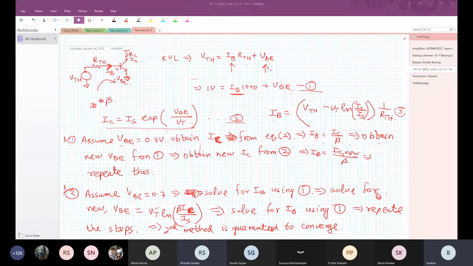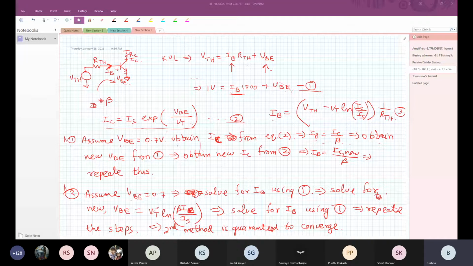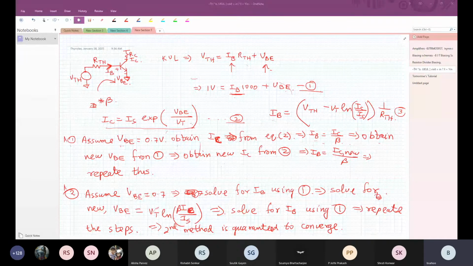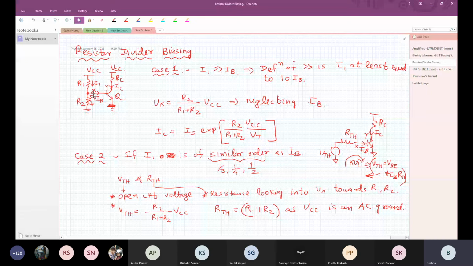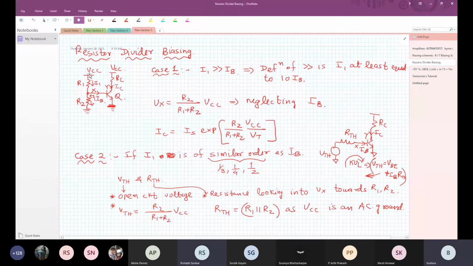Sir, VTH you connected from the downside. If you connect it from VCC, like the arrow is shown, then VTH will be calculated from R2 divided by... VTH is the Thevenin voltage, right? Yes, sir. So now, what is the definition of Thevenin voltage? Open circuit voltage, right? Yes. So here, what is the Thevenin voltage at this node X? VCC divided by R1 plus R2 times R2, right? Open circuit voltage.